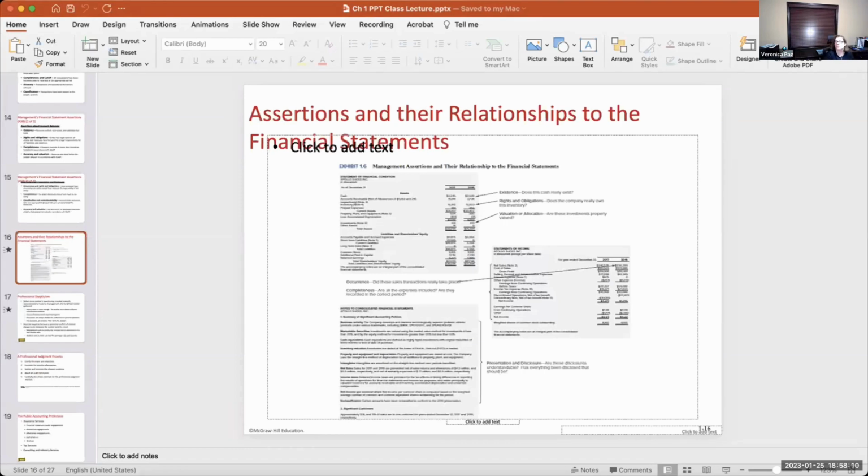Because this is important, because you have to see the relationships between each of the financial statements, how they interact with one another.